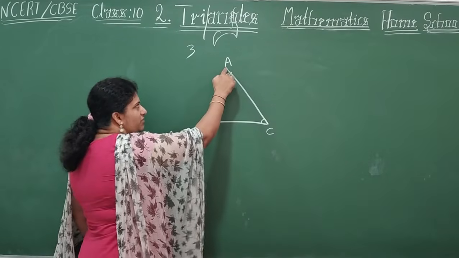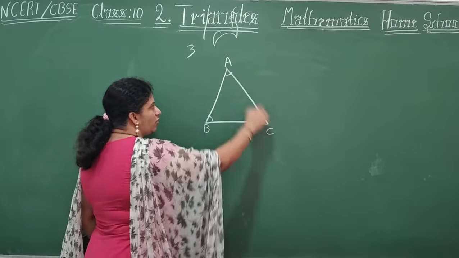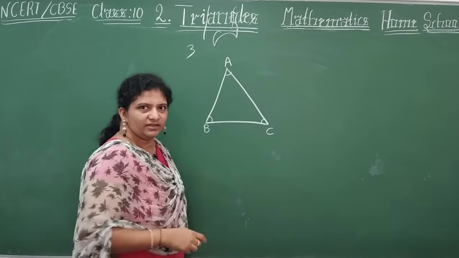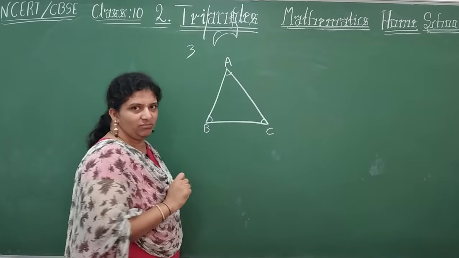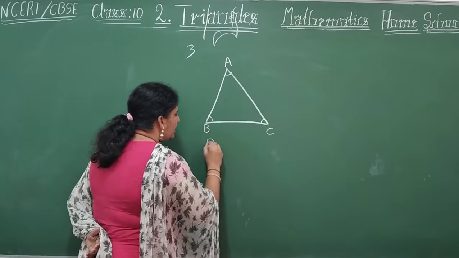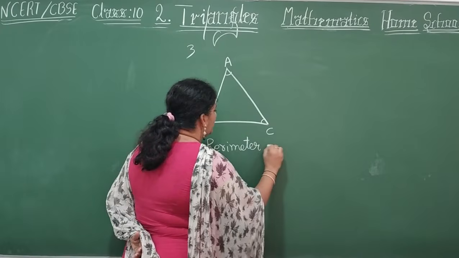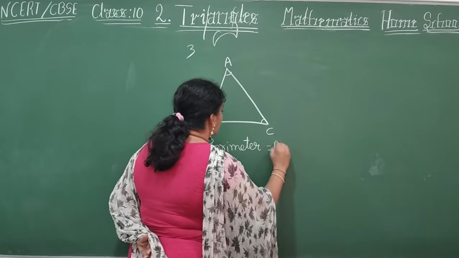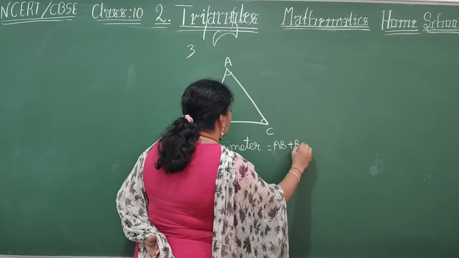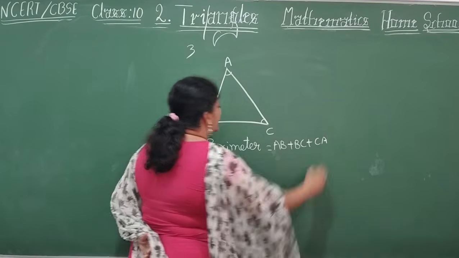See here, what is the perimeter of a triangle? From here, only the outer side. That is called the perimeter. Perimeter of a triangle. What is the perimeter of a triangle here, children? Perimeter of a triangle is equal to the sum of all the three sides.